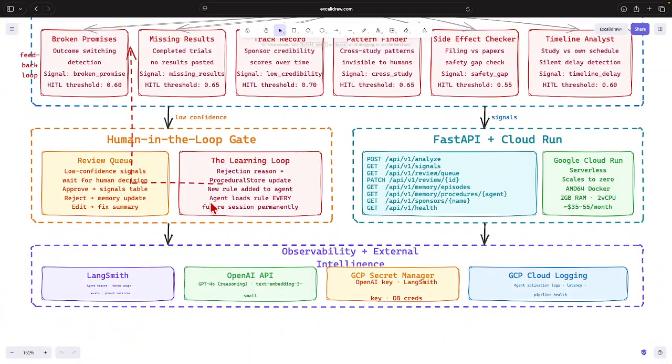And the bottom row is observability. My LangSmith is going to trace every single agent reasoning session, right? You can see what GPT-4o was thinking, how many tokens used, which tools called, etc. I'm going to have GCP Cloud Logging as well, which is going to capture the infrastructure logs, every request, every latency, agent activation, etc. Then I have the GCP Secret Manager, which will hold all the API keys, whether it is OpenAI, LangSmith, or my database credentials. It is injected securely at runtime, right? It is never hard coded anywhere in the code base.